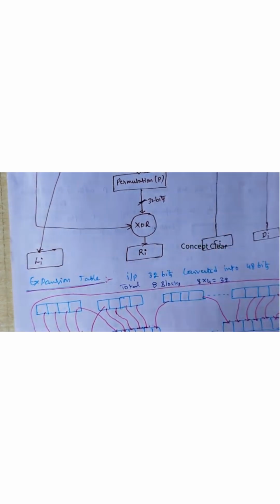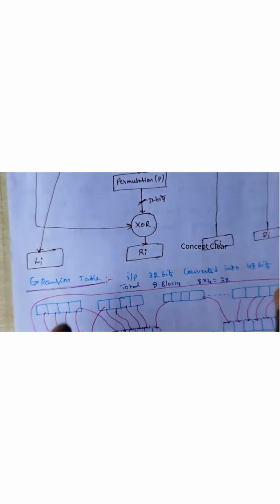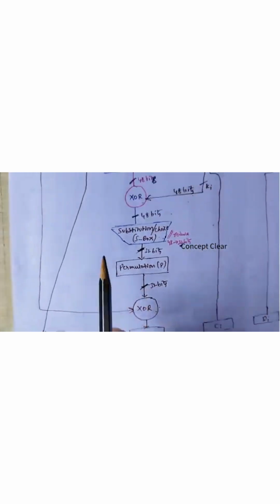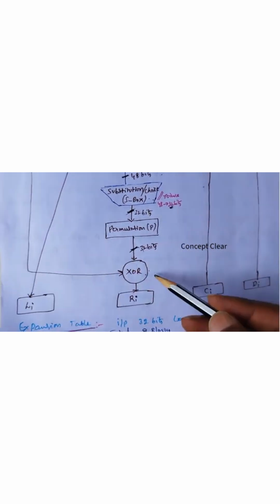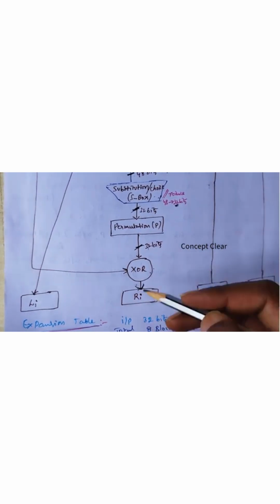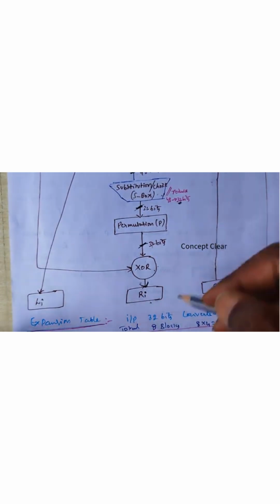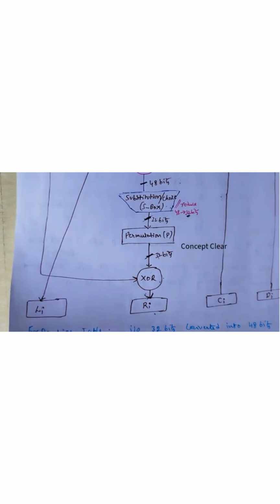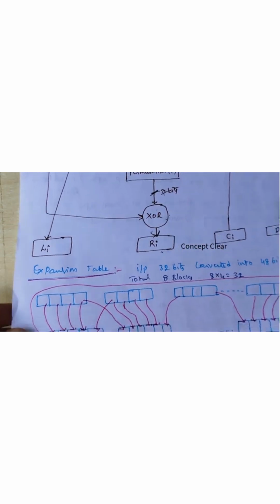This XOR operation is performed with the help of the left side bits. The XOR is performed between the left side bits and the right side bits. With the XOR operation we get the new right side bits, and then the right side is swapped with the left side, so the left side becomes the right side. This is performed in a single round operation. The same diagram is repeated in the DES algorithm a total of 16 times. Clear? Okay, next one.